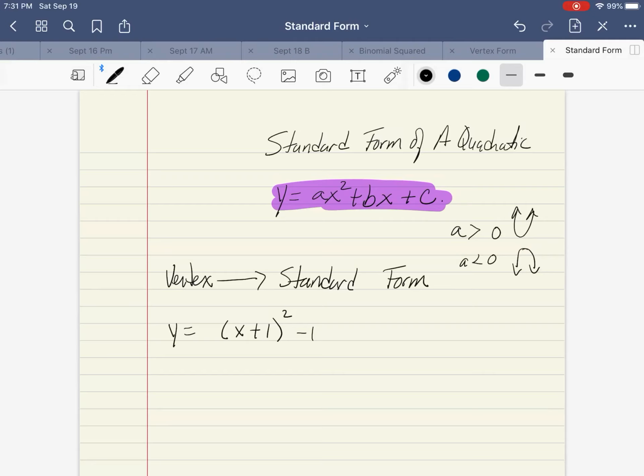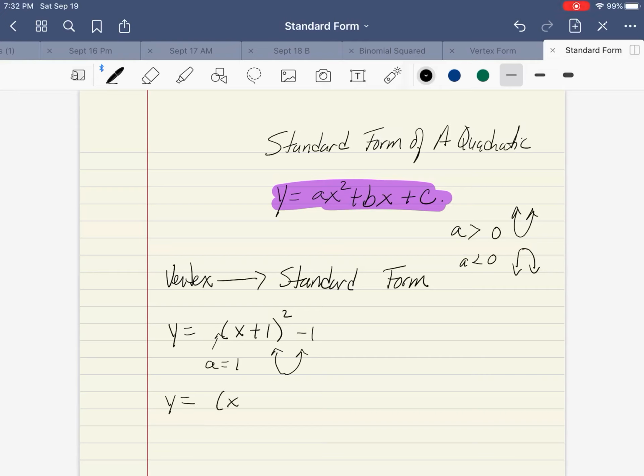So let's look at this example here. y equals (x plus 1) squared minus 1. It is in vertex form. Now I'm going to look in front of the bracket here, and I notice we don't see a value there, but we know that means there's really a 1. So a is 1, which is greater than 0, so my parabola is going to open up. Now we're going to multiply out here. We're going to see if that a is still going to be 1 when I'm done.